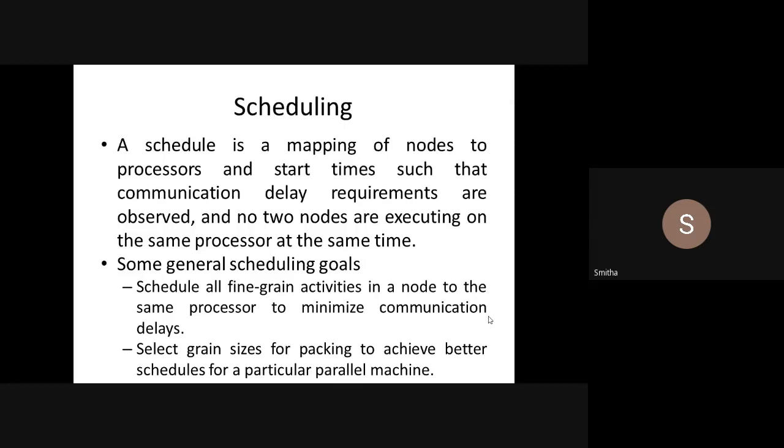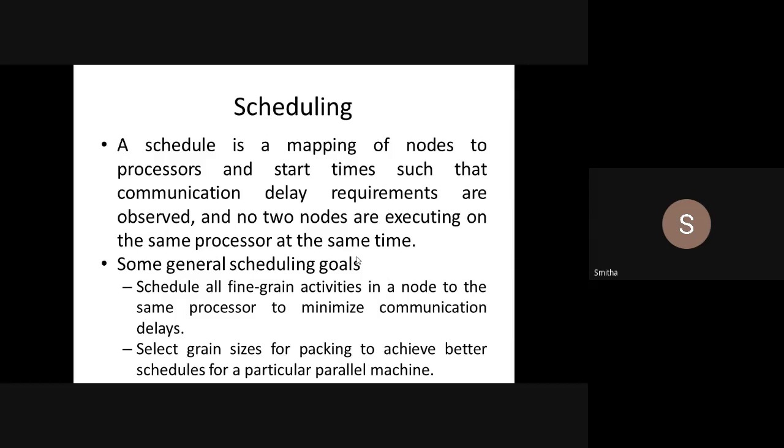Next is scheduling. A schedule is a mapping of nodes to processors and start times such that communication delay requirements are observed and no two nodes are executing on the same processor at the same time. So it is mapping of nodes to processors, meaning I am giving an instruction or node, some operation, to a particular processor. In scheduling I am giving the order of execution. I'm telling which instruction will be executed by which processor and in what order. That is nothing but scheduling.